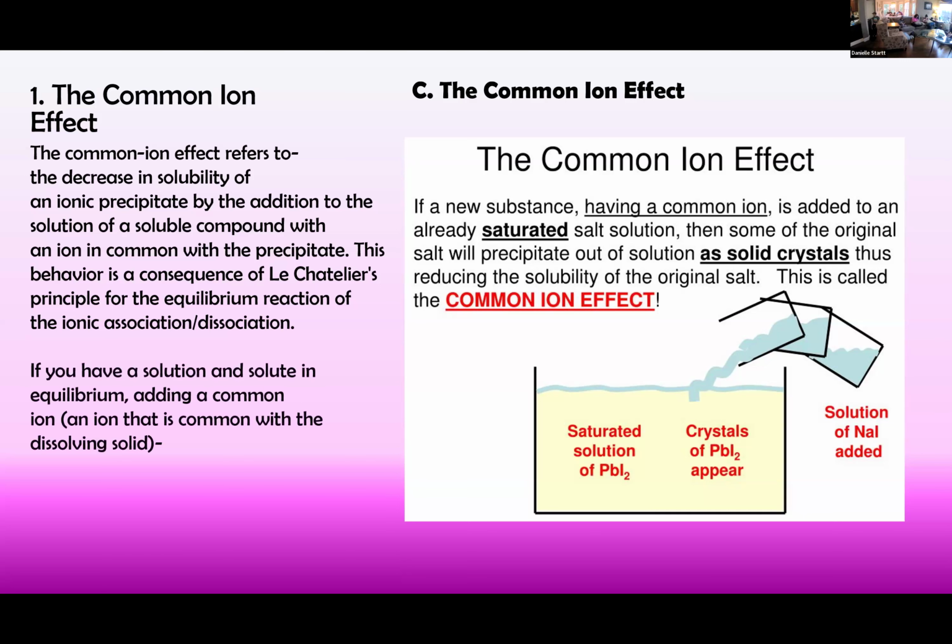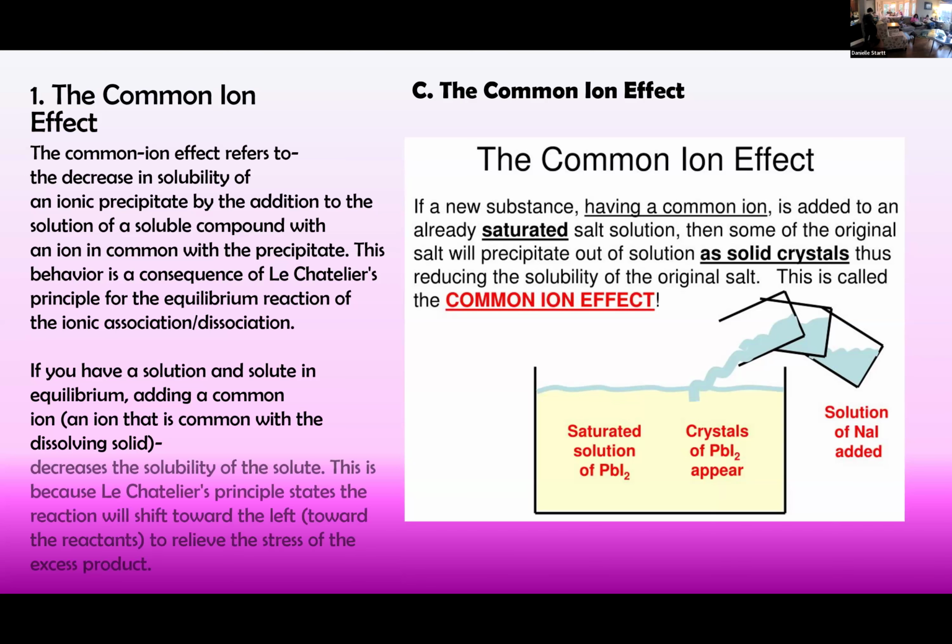If you have a solution and a solute in equilibrium, adding a common ion that's in common with the solid is going to cause what? What happened in lab? Yeah, why was it cloudy? What did we get? You got a precipitate. Yes. So decrease the solubility of the solute. And that's because Le Chatelier's principle states the reaction will shift toward the left, toward the reactants, and it will relieve the stress of the excess product. And that's why you'll see your precipitate crash out of solution.